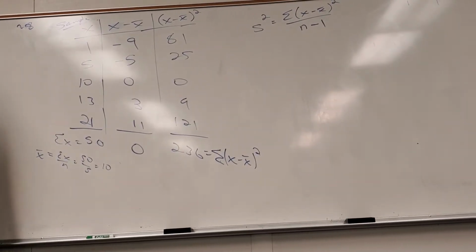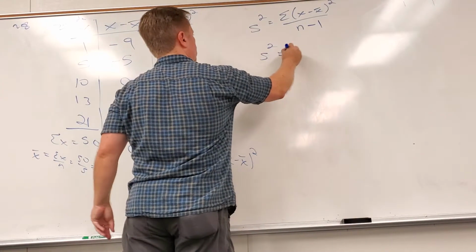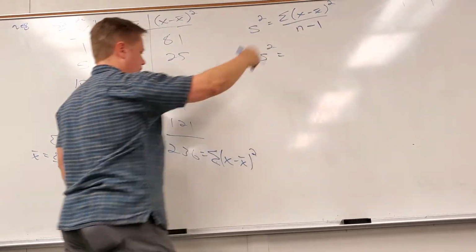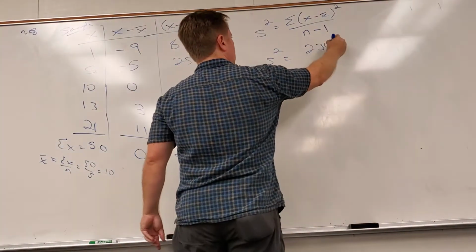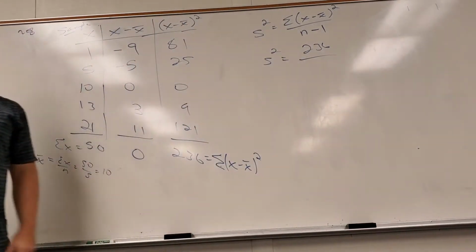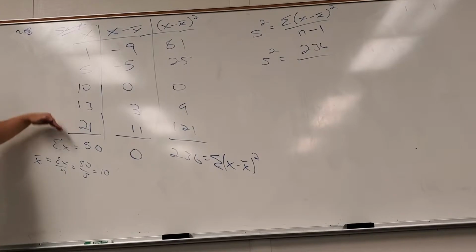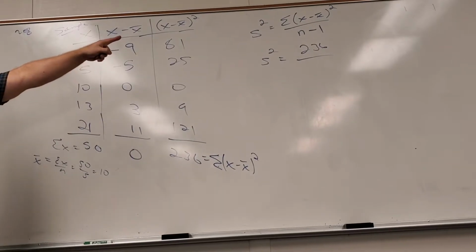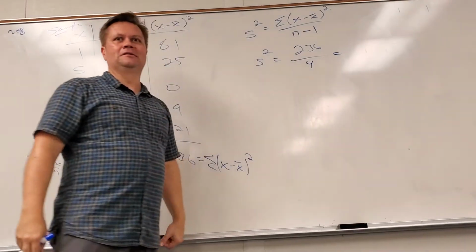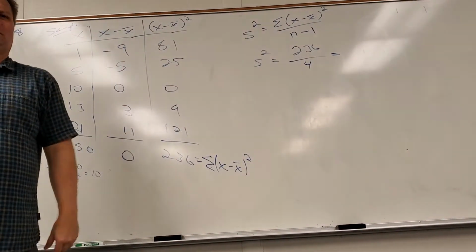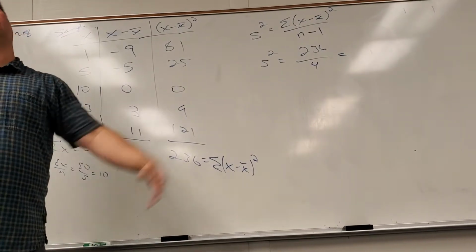So, how do I set up this formula up here now? What goes on top? The sum of all that is 236, yeah? What's n? 5. There's 5 numbers. So what do I divide by? 4. And 4 goes into that evenly. That's crazy. This problem is insane. It's actually a little bad that we're not getting ugly decimals, but oh well.